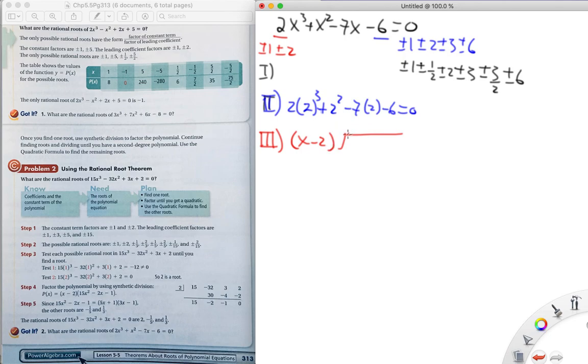not long division, synthetic division, since we're dividing by a linear factor. Divide it into 2x cubed plus x squared minus 7x minus 6. So you can do either long division or you can do synthetic division. It would be easier to do synthetic division. So this would be 2.